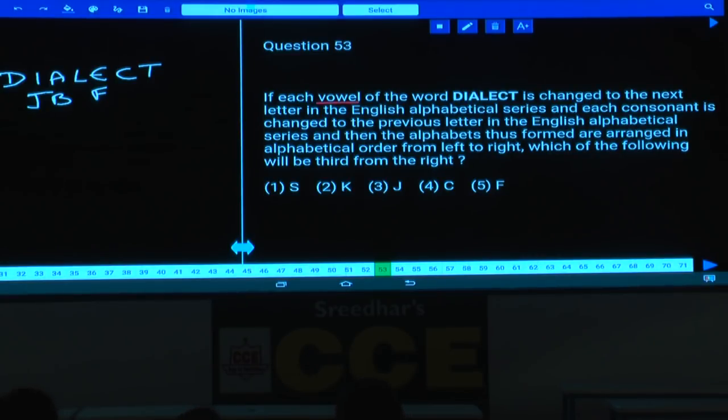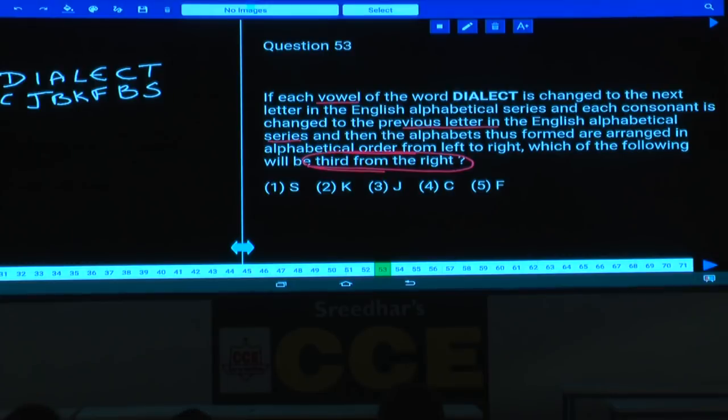Consonant previous means D's previous letter is C, L's previous letter is K, C's previous is B, and here it is S. Change it to the previous letter in the English alphabetical series, and then the alphabets thus formed are arranged in alphabetical order from left to right. Now all these letters are arranged in alphabetical order from left to right. Which of the following will be fourth from the right hand side?